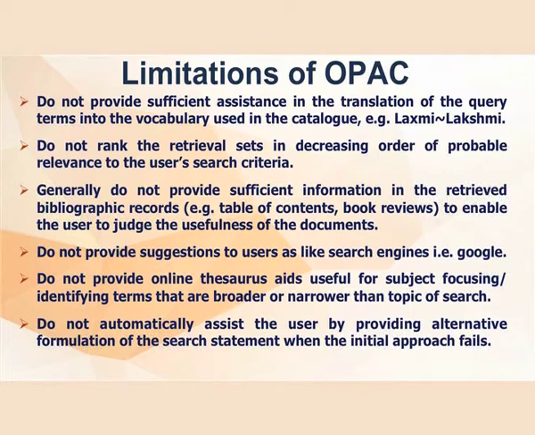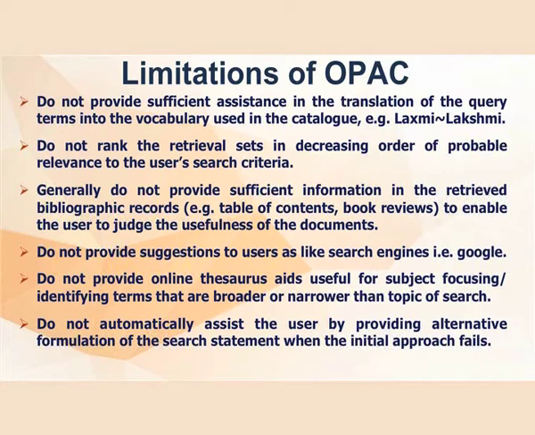For example, we are typing a word in the catalog, Lakshmi, LAXMI, but the person might be writing her name with the letters LAKSHMI, another form of Lakshmi. So, in case of OPAC, it is not able to convert that Lakshmi into another Lakshmi, which is possible in a search engine like Google. So, this is one of the limitations.